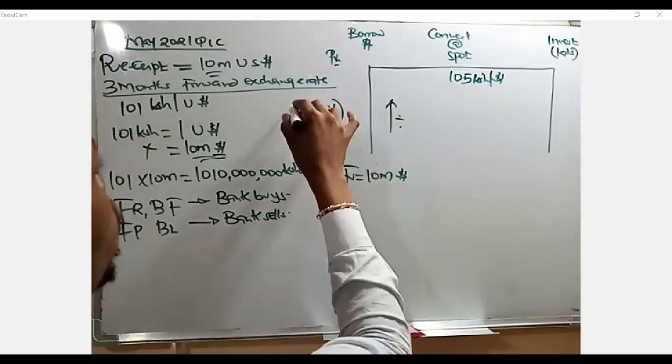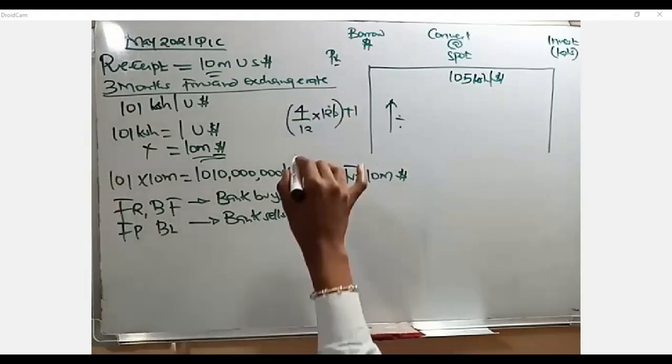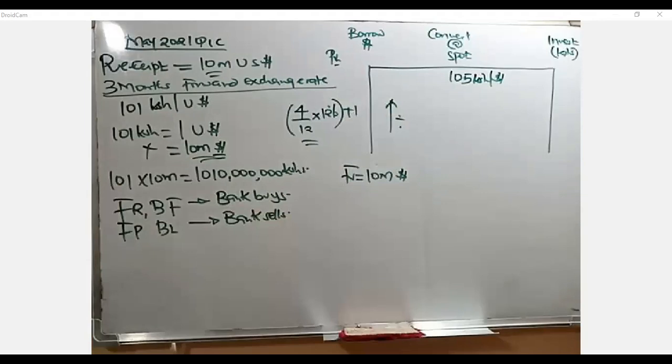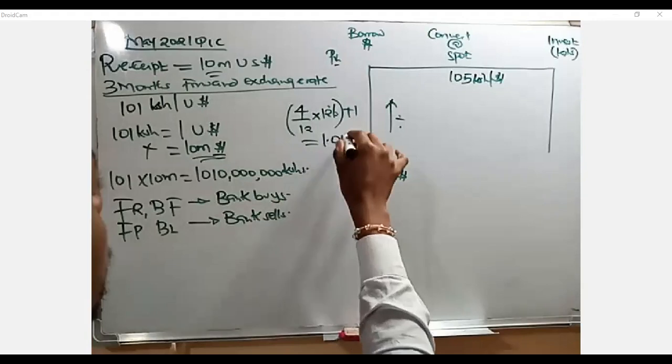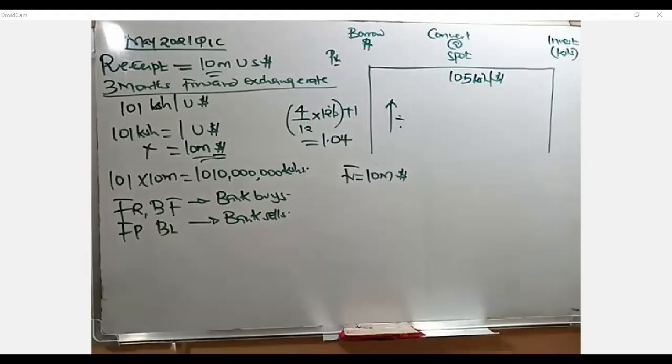We do this, then we add 1. So how much are we getting there? It will be 12, which is equivalent to 0.04. So if you take 1 plus 0.04, I'm going to be getting 1.04. So determine the present value.